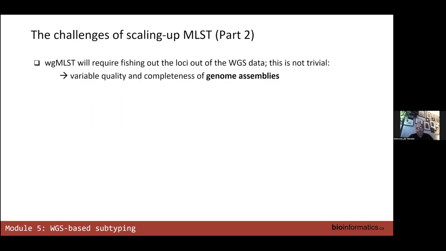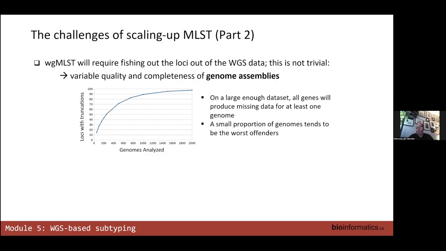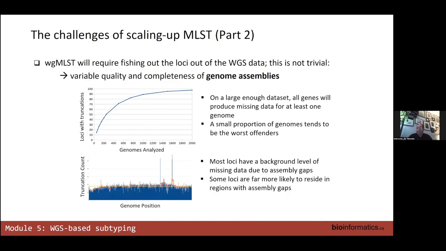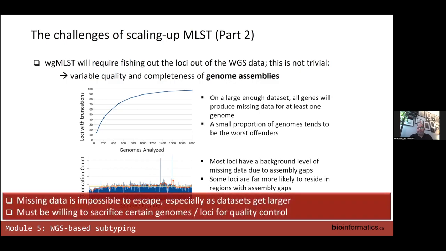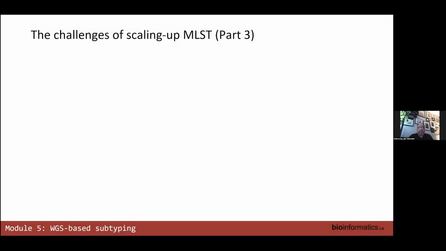So bad news. Especially because as data sets get larger, you end up having near certainty that you're going to have loci with missing data. There's a baseline in a data set of genes that have incomplete assignments. But then there are certain genes that are just problematic throughout. So you can't escape missing data. You're going to have to do quite a bit of quality control to make this work.